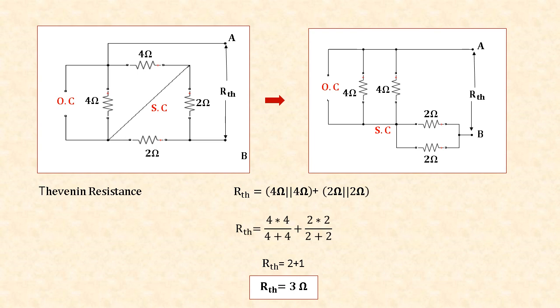Now RTH is equal to 4 into 4 divided by 4 plus 4. We know that if two resistors are parallel and they have the same value, the equivalent resistance will be half of that. So for 4 ohm parallel 4 ohm we have 2 ohm, and for 2 ohm parallel 2 ohm we have 1 ohm. So 2 plus 1 we have 3 ohms. So Thevenin's equivalent resistance is 3 ohms.